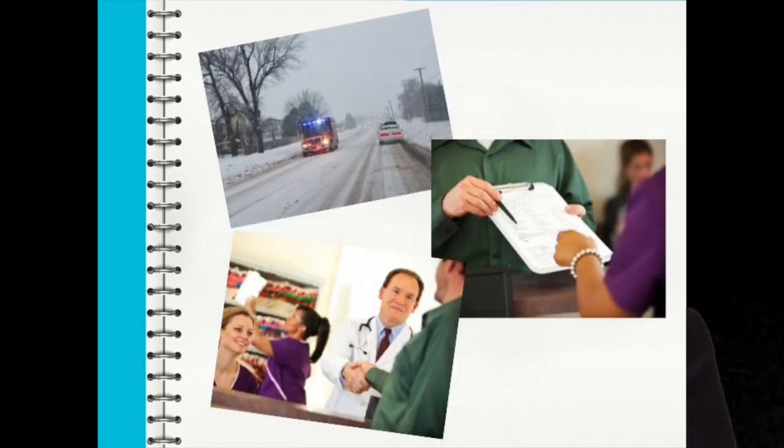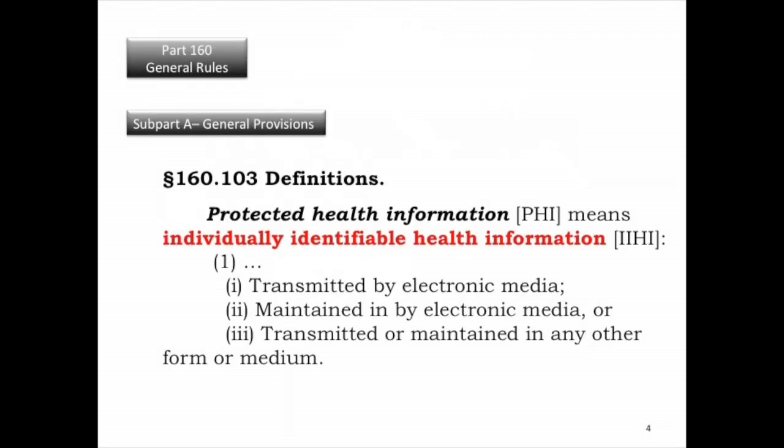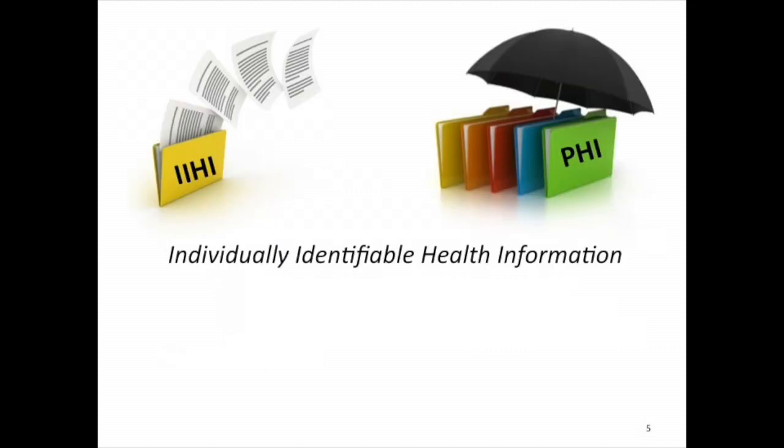This tutorial will help you identify protected health information. The crux of HIPAA compliance is knowing how to segregate PHI. The definition of protected health information is a general provision of Part 160. PHI is individually identifiable health information that's collected from an individual and is created, received, transmitted, or maintained by a covered entity.